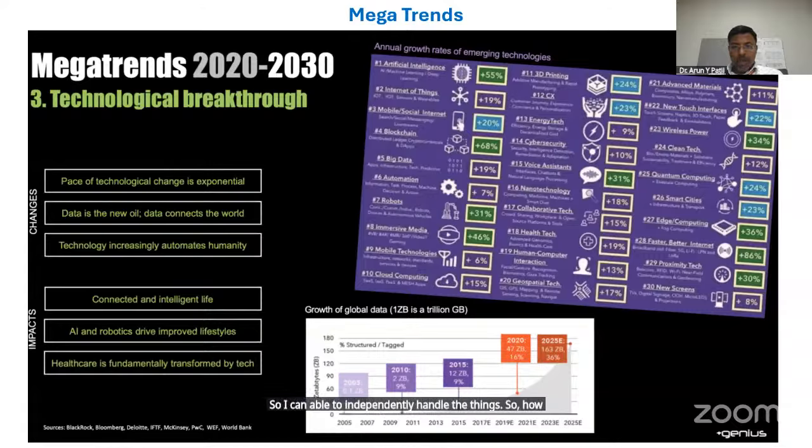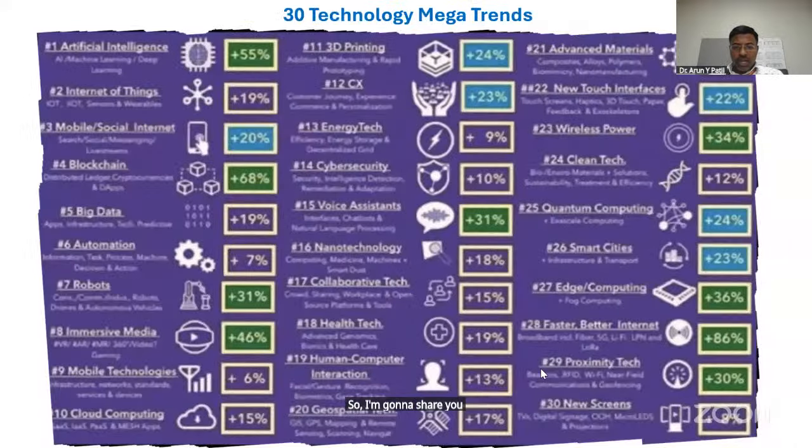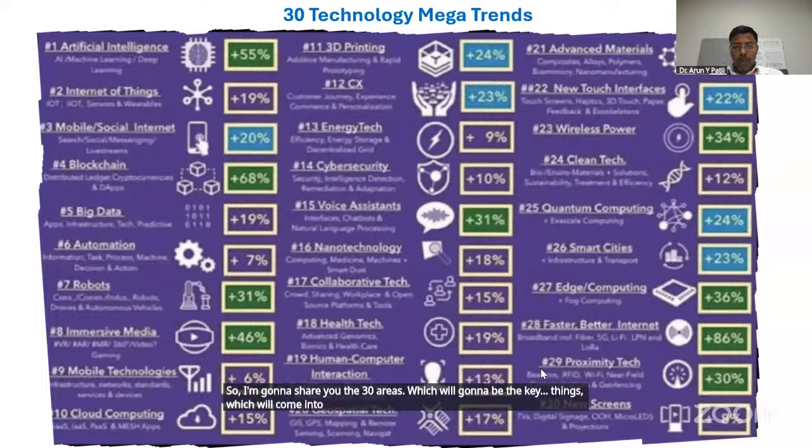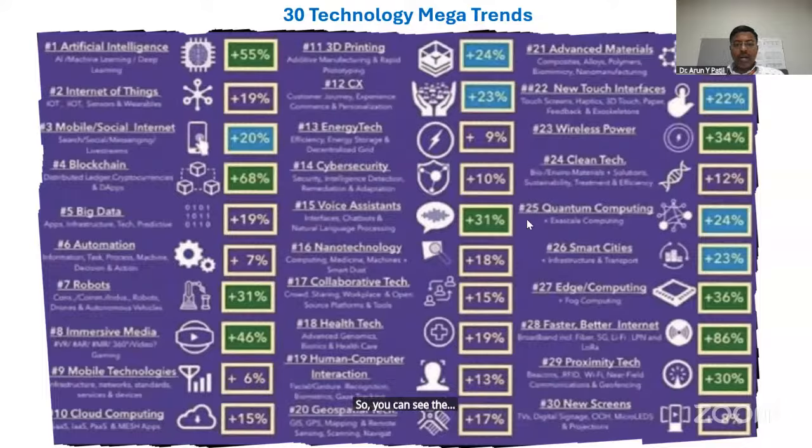So how is that possible? I'm going to share with you the 30 areas which will be the key things to support you. You can see the green color indicated sectors. For example, blockchain, which is 68%, artificial intelligence, 55%, immersive media, 46%, faster and better internet, 86%, edge computing, 36%, voice assistance, 31%, wireless power, 34%.